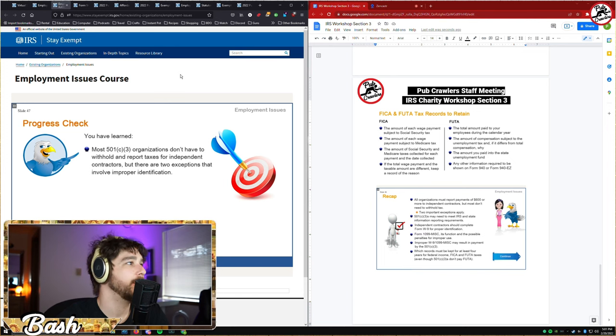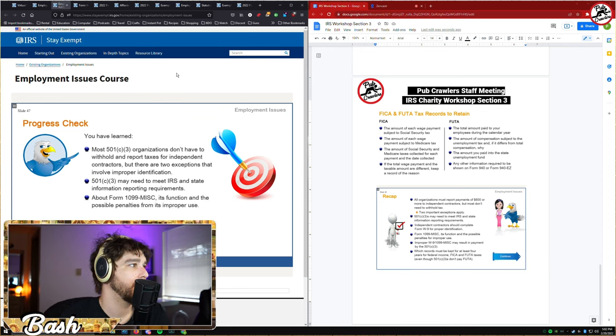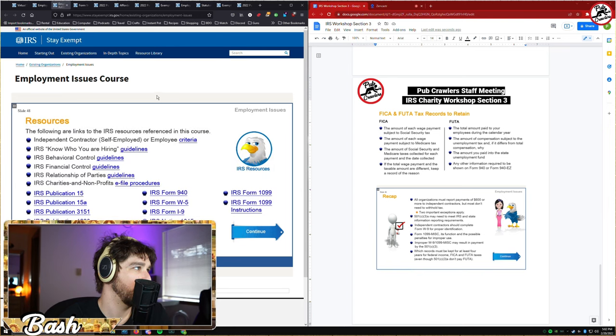You've learned that most 501c3s don't have to withhold and report taxes for independent contractors, but there are two exceptions that involve improper identification. You discovered that 501c3s may need to meet IRS and state information reporting requirements on payments made to an independent contractor. You also learned about Form 1099-MISC, its function, and the possible penalties from its improper use. Finally, you learned about the records you must keep for federal income, FICA, and FUTA taxes for at least 4 years. Select the continue button to move forward. We got all that? Yep. We covered a lot of resources during this course. Feel free to go back and review. When you're done, select the continue button to move forward.